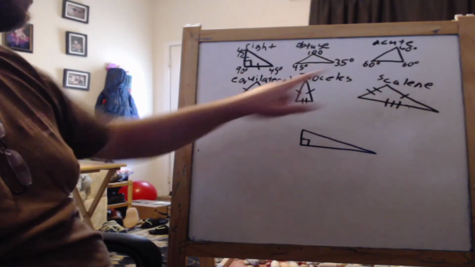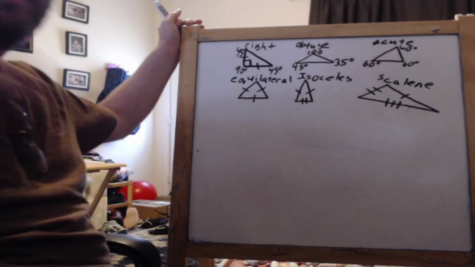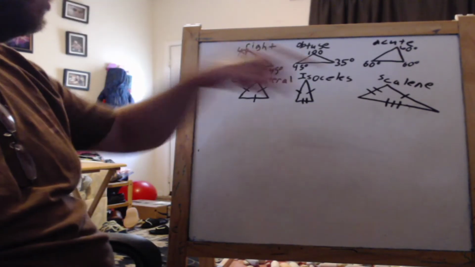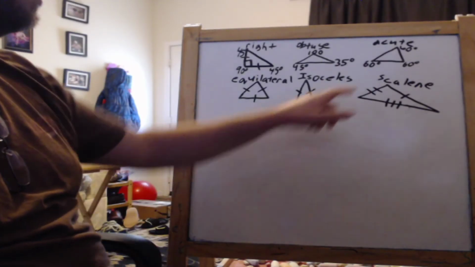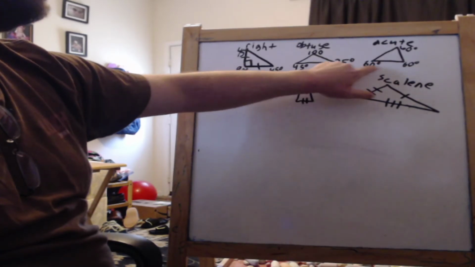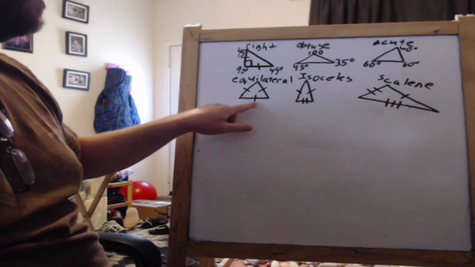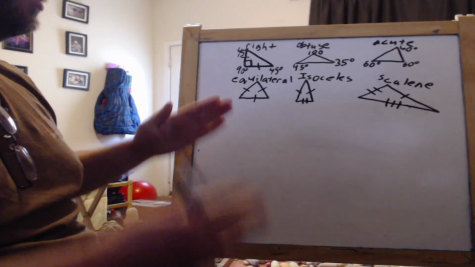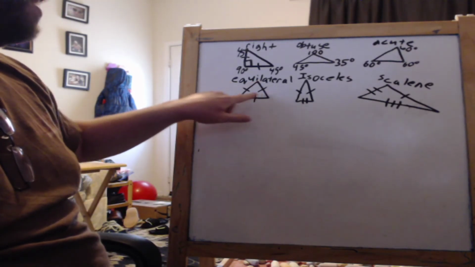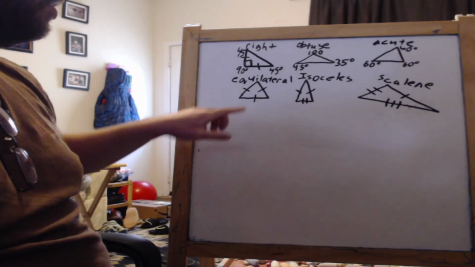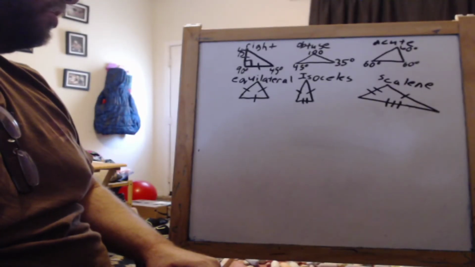Now, for an equilateral triangle, since all of the sides are the same length, the angles actually have to be the same as well. So that means that if there is a triangle where all the angles are 60 degrees, it automatically means that it is an equilateral triangle, because if they're the same angles, then the lengths of the sides actually have to be the same as well. So an equilateral triangle can only be acute, and it only can have angles that are 60 degrees.